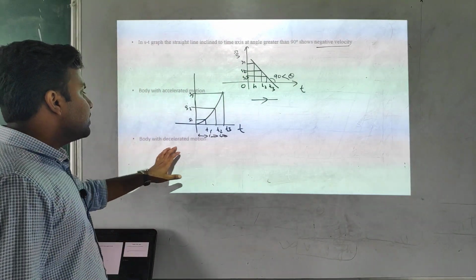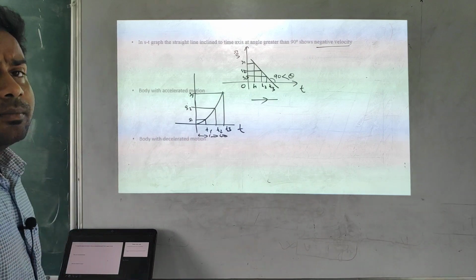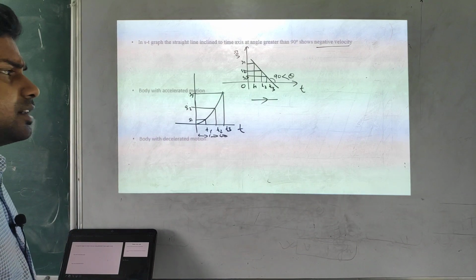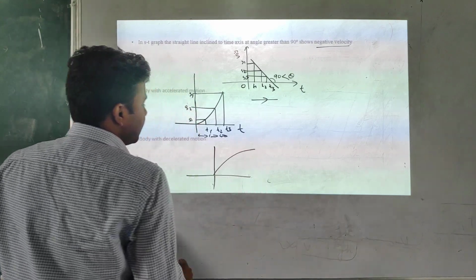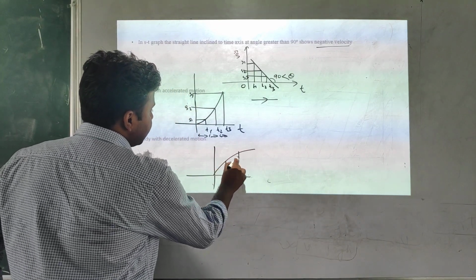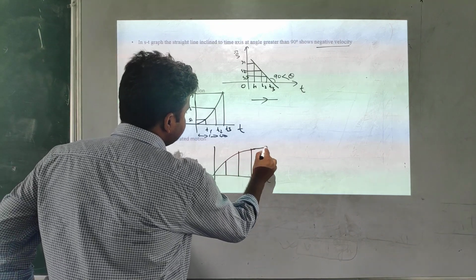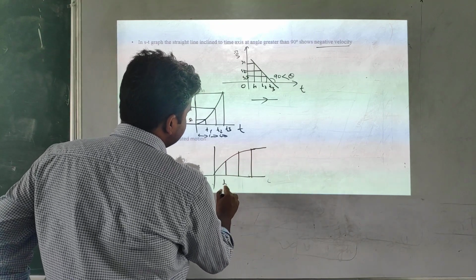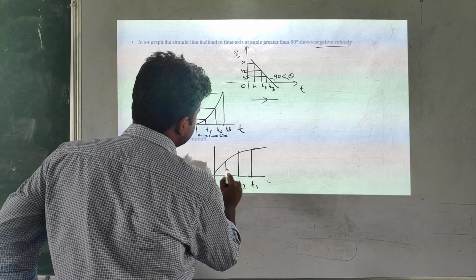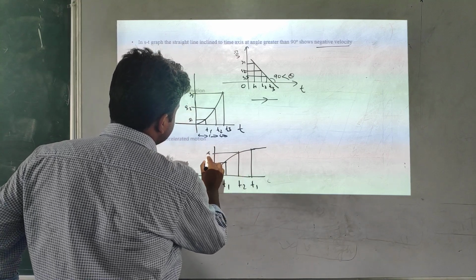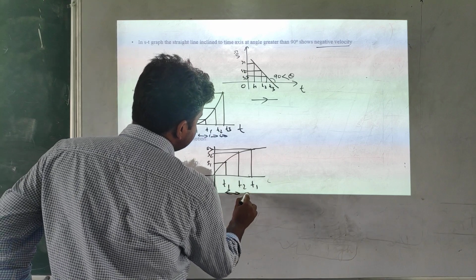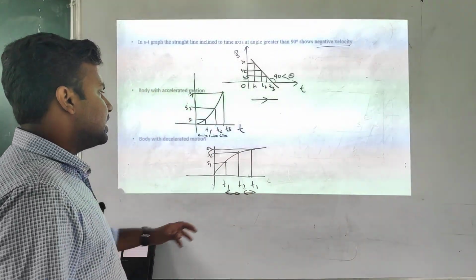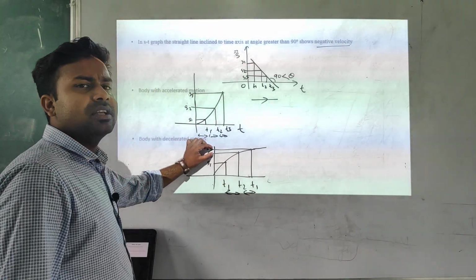Now, body with deaccelerated motion. What will be the example of a body with deaccelerated motion? Look at this, initially, after that you will find time is going on t1, t2 and t3, and here s1, s2, s3. Look at this, I am taking the same time interval, approximately the same time interval, but the displacement changes less.